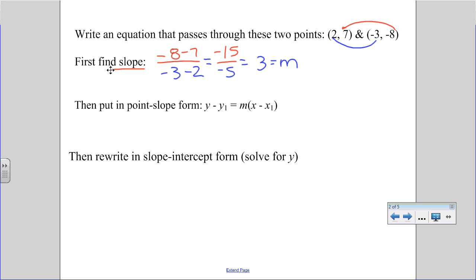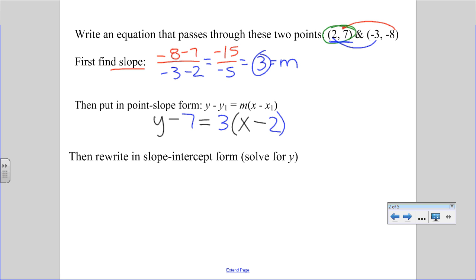Well, you've got 2 points to choose from. I usually choose the first one. It doesn't really matter. But I'm going to have y minus, I need to put in y1. So I'm going to put in y minus 7 equals, I need to put in my m. And then x minus, in this ordered pair, it's a 2.